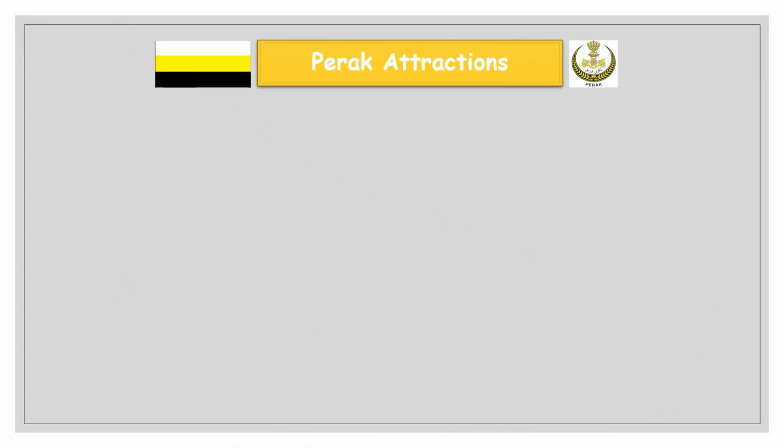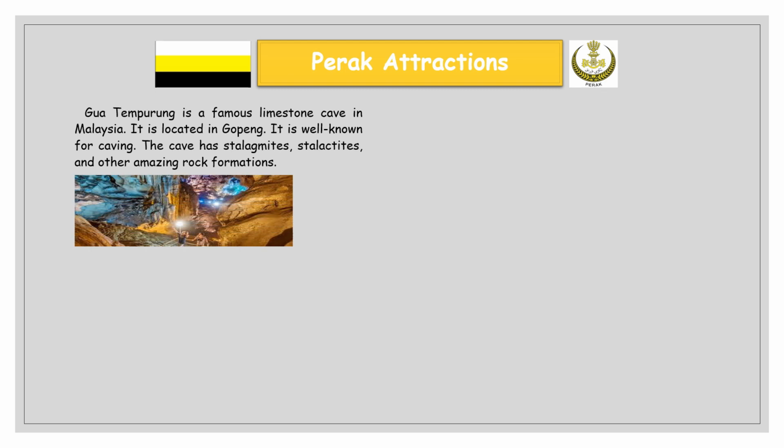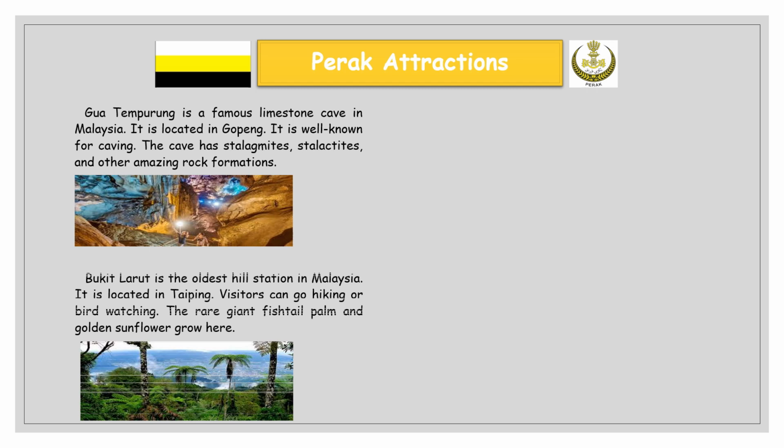Okay, now let's read together. Perak attractions. Gua Tempurung is a famous limestone cave in Malaysia. It is located in Gopeng. It is well known for caving. The cave has stalagmites, stalactites, and other amazing rock formations. Bukit Larut is the oldest hill station in Malaysia. It is located in Taiping. Visitors can go hiking or bird watching. The rare giant fishtail palm and golden sunflower grow here.